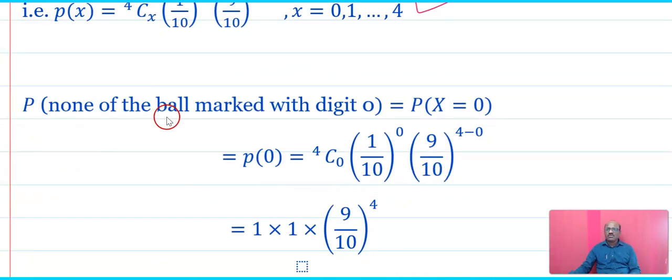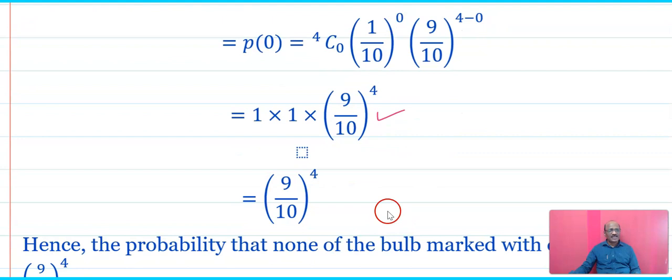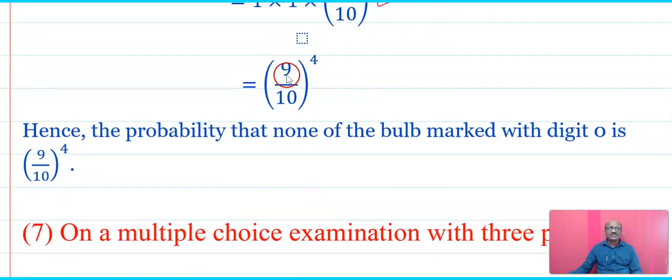Part (i): none of the bulbs is marked with the digit 0. Therefore, P of capital X equals 0. P of 0 is 4C0, 1 by 10 raised to 0, 9 by 10 raised to 4 minus 0. Here it is 1 into 1, into 9 by 10 raised to 4. And finally, you will get the answer, that is 9 by 10 raised to 4. Hence, the probability that none of the bulbs is marked with the digit 0 is 9 by 10 raised to 4.